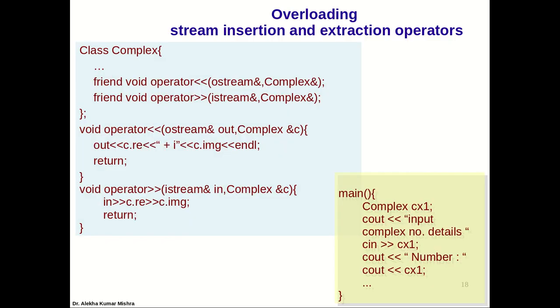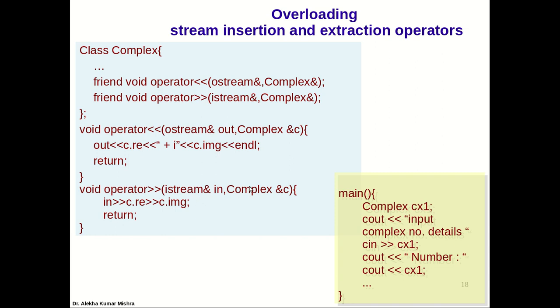Here is an example where we can overload the in-stream and out-stream operators, that is the extraction and insertion operators, double greater than and double less than, to take any object. Till now we have used them only for taking input and printing built-in, primitive types. Here is an example for complex: to take input into a complex object and print it, we can take the help of this.